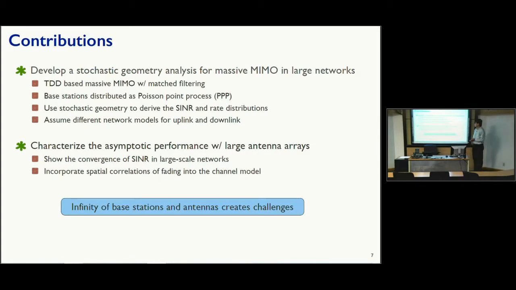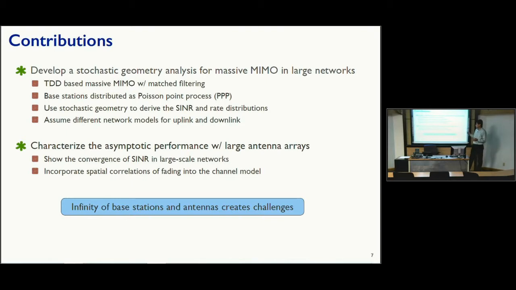In our paper, we developed a stochastic geometry framework to analyze massive MIMO, and we consider a basic massive MIMO setting. We consider massive MIMO in the TDD mode, and we model the distribution of the base stations as a point process, and we use stochastic geometry to analyze the SINR and rate distribution, and we consider both uplink and downlink.